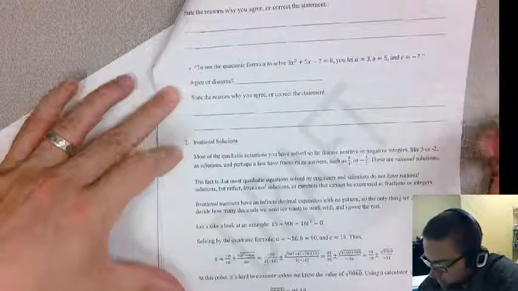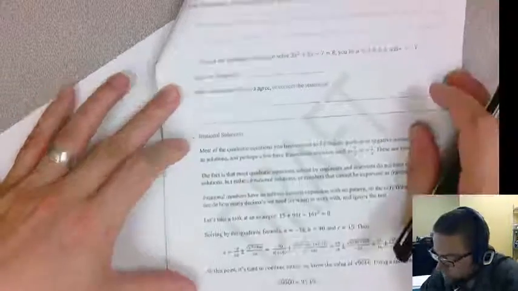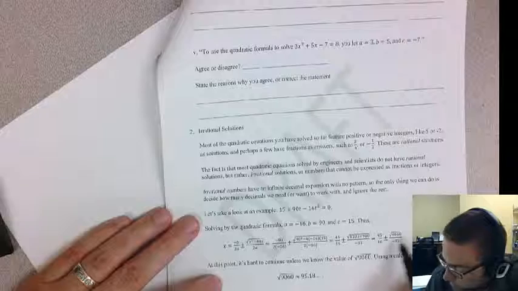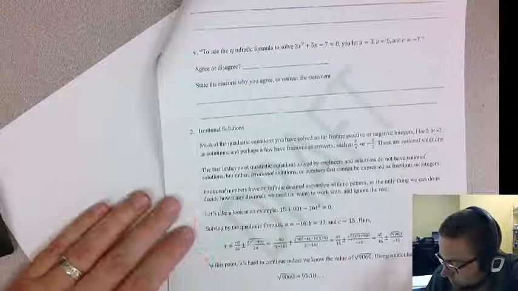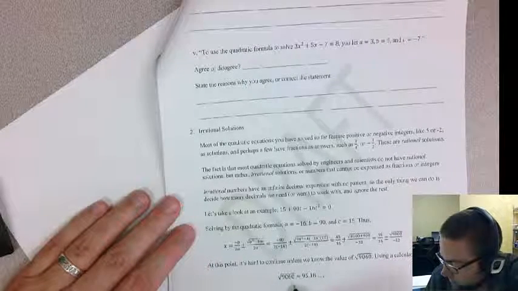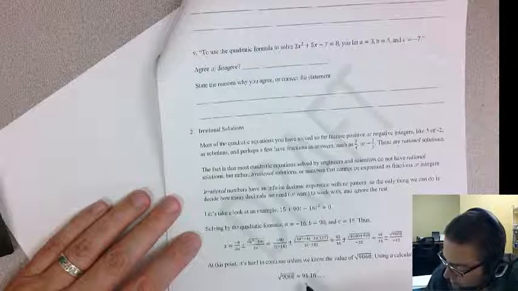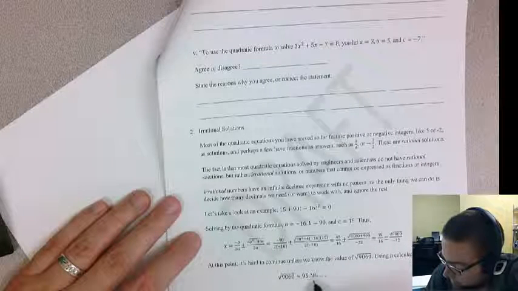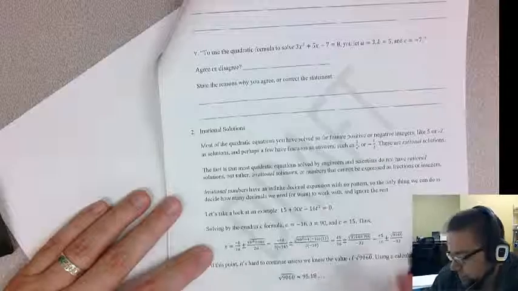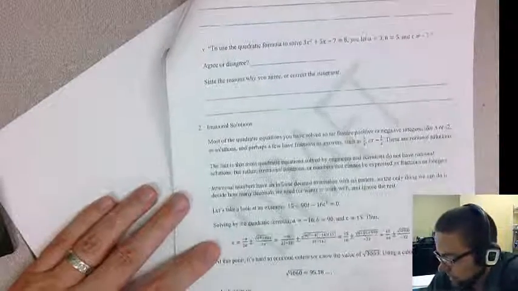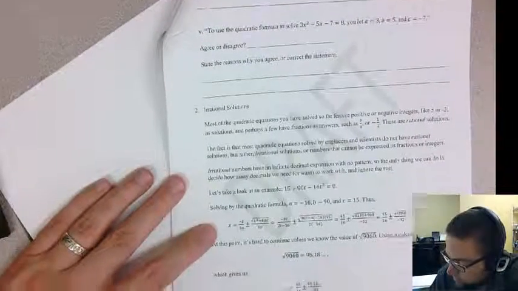Okay. Now irrational solutions. So irrational solutions happen when you can't actually take the square root of something. So the square root of 9060 in this case is 95.18, and it's irrational, so it doesn't repeat or anything like that. So it gives you this kind of approximation.